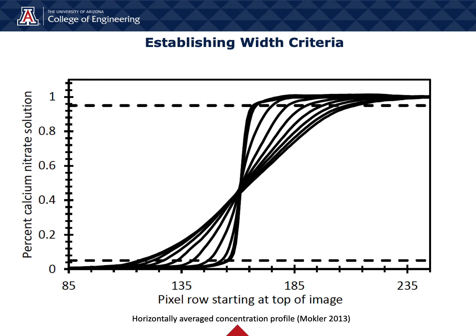Here, a horizontally averaged concentration profile of several time steps of an experiment is shown. The vertical axis depicts the concentration of the calcium nitrate, with 1 being 100% calcium nitrate and 0 being 100% isopropanol. 0.5 would mean that the solution at that horizontal location is a 50-50 mixture of the two fluids. The horizontal axis depicts the distance of the concentration value from the top of the experimental image.